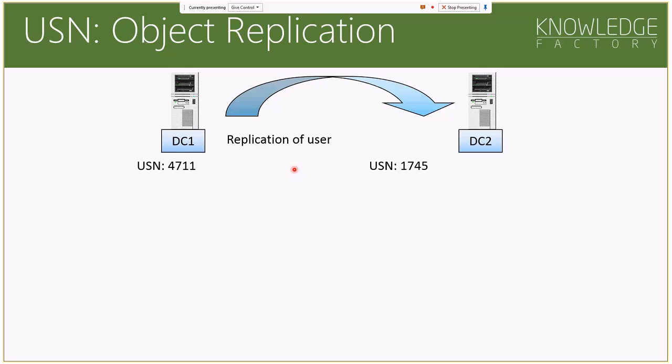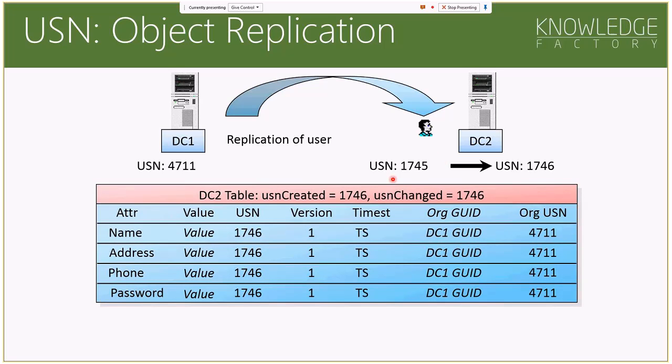So I replicate the user. Before the user arrives, I have USN 1745. When the user has been committed, I increase the USN to 1746. If I look at the table, USN created 1746, USN changed 1746. I have my new local USN on DC2, 1746. It's the first version on this DC. I have a timestamp. Originating GUID says it's DC1, so this is something that replicated in, and the originating USN 4711 comes from DC1.